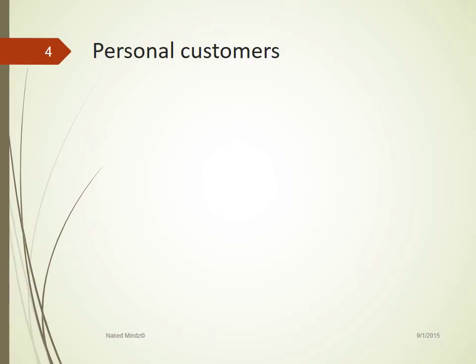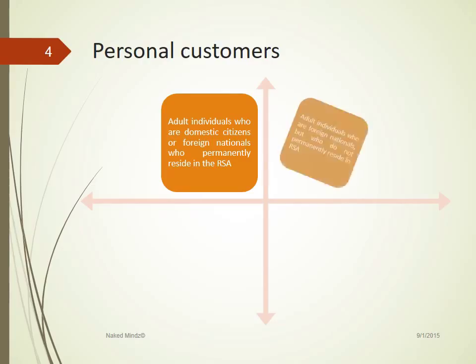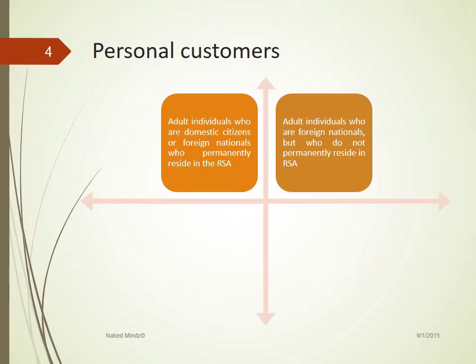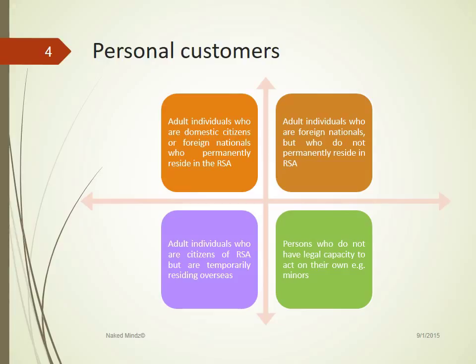Personal customers can be divided into four groups. Your first group is a group that actually resides in South Africa, and they may be adult individuals who are domestic citizens or foreign nationals. Your second group are those that do not live in South Africa. Your third group are those that are citizens of South Africa, but they temporarily are residing overseas. And your last group are those who do not have legal capacity, such as minors.